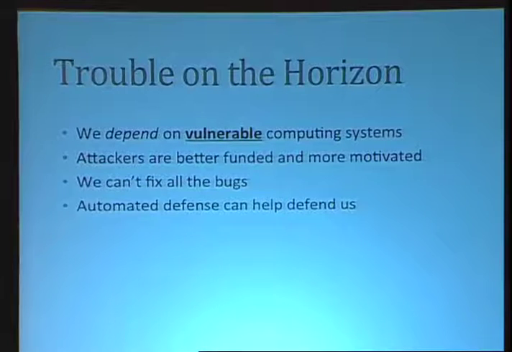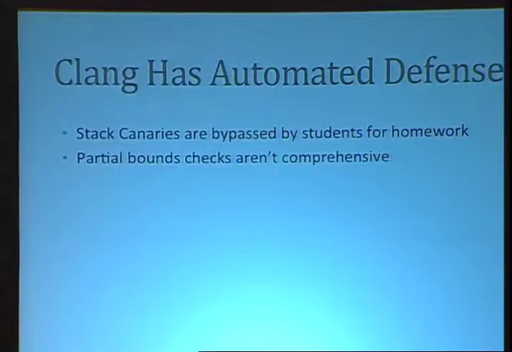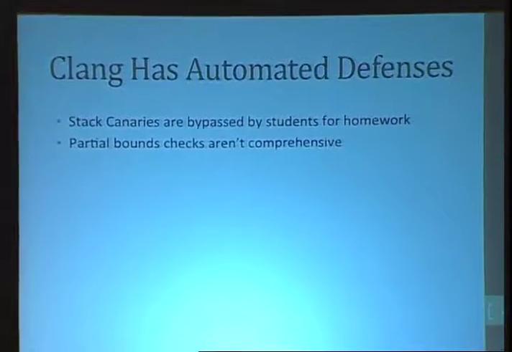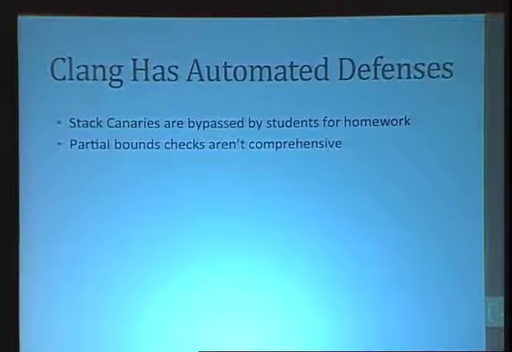Now, I suspect that there are other people in the LLVM community that agree with me because Clang already has automated defenses. Unfortunately, the automated defenses that it has are not very good. The two of which I know are stack canaries and partial bounds checks. Stack canaries are so easy to bypass that students at Johns Hopkins University are required to do so for one of their homework assignments. And partial bounds checks, well, they actually work. Just to be clear on what they are, if the compiler can insert a fast bounds check at runtime, it does. Otherwise, there's no check at all. But it's not quite clear how much security you're getting.